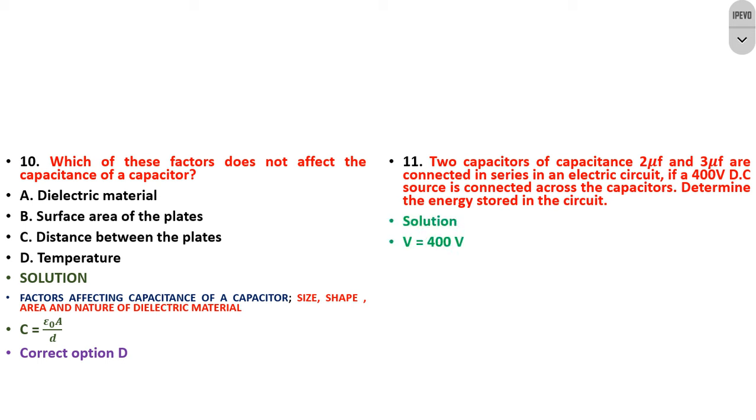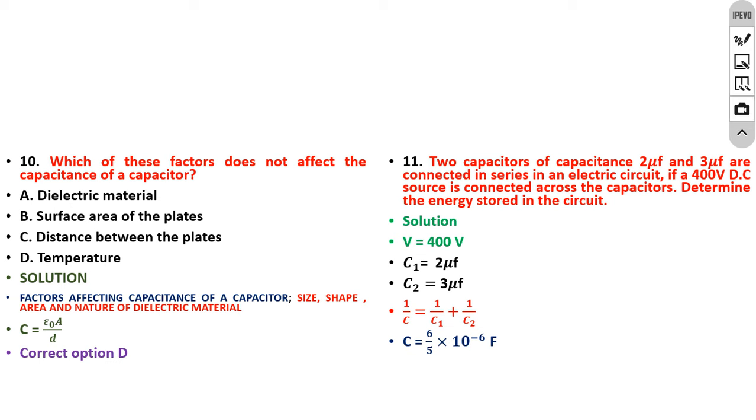So we are given the potential difference here, 400, and then C1 is 2 microfarad, C2 is 3 microfarad, and the question says they were connected in series. So this expression will help us to find the equivalent capacitance in series. So when you substitute the values into that expression and then convert, because they are in microfarad, this is what I mean.